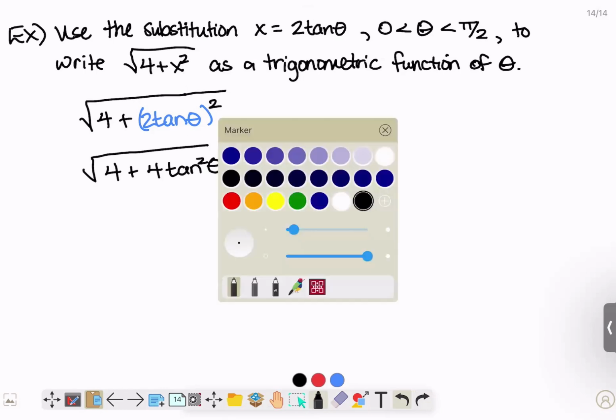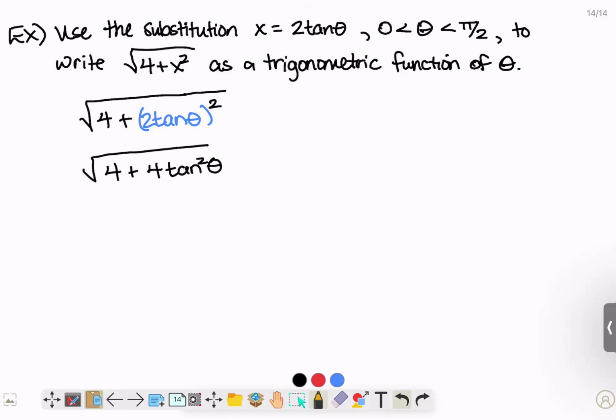Let me show you why that is true off to the side here. If I had something like the square root of 9 plus 16, we know that that's the square root of 25, and that should be equal to 5. If I try to split it up and do the square root separately, then I would get 3 plus 4, which is 7, and we know that's not the right answer. So you cannot split up the square root this way. So we're not going to do it here with our trig function.